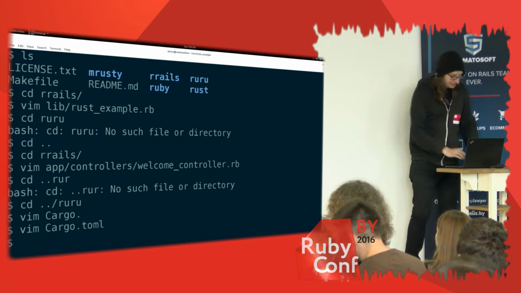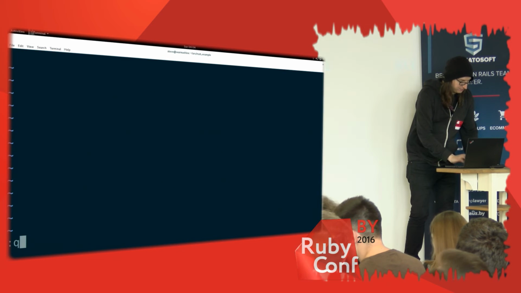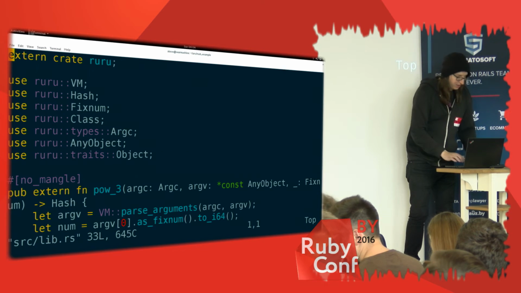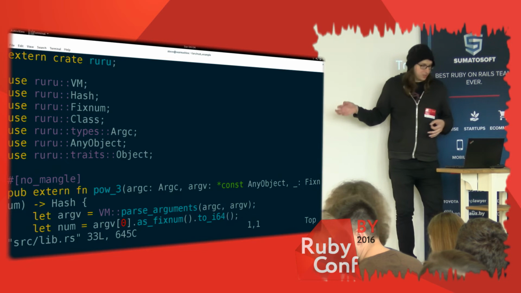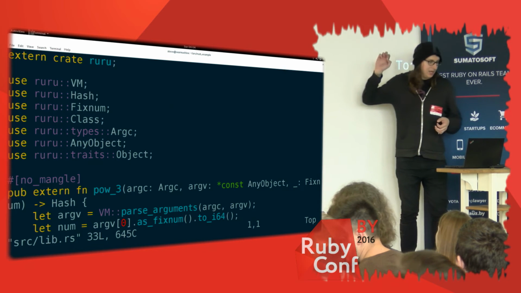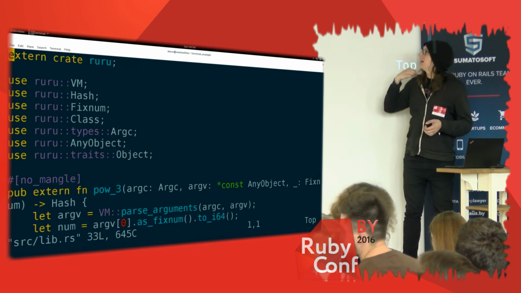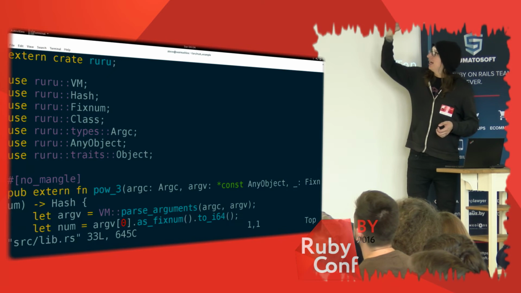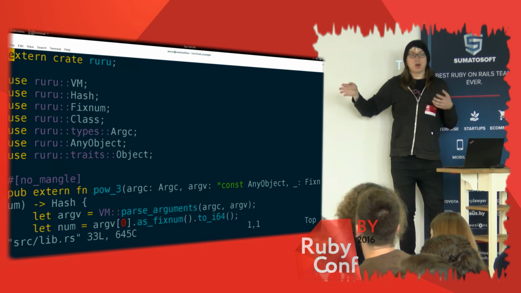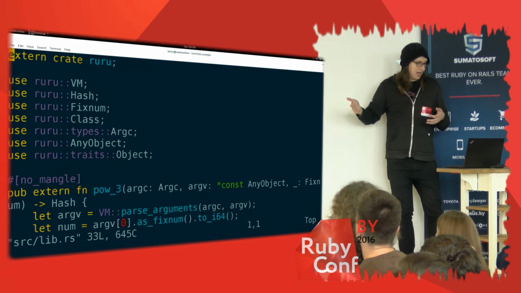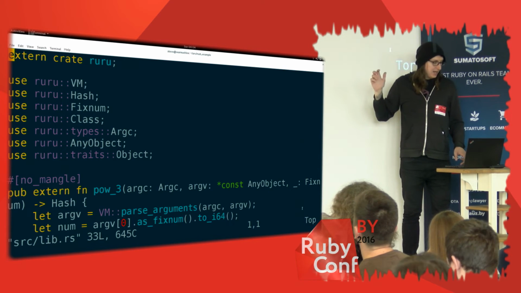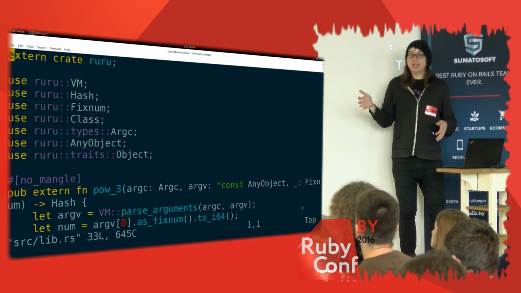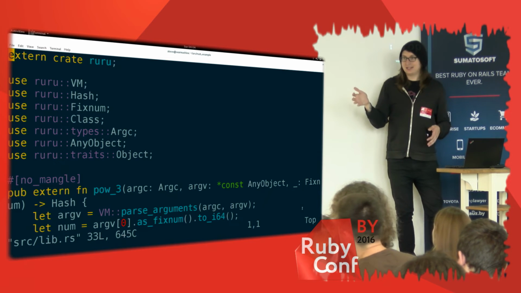So you depend on that library, and then, I can't type. This is a bunch more complicated Rust code, but basically extern crate is sort of like require. It says bring this library into scope, and then we use all of these things. And Ruru VM is actually MRI, the virtual machine. And then hash, fixnum, class, and object are all Ruby's hash and fixnum classes.